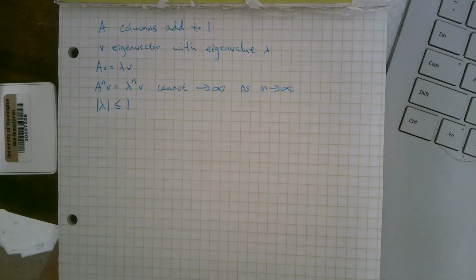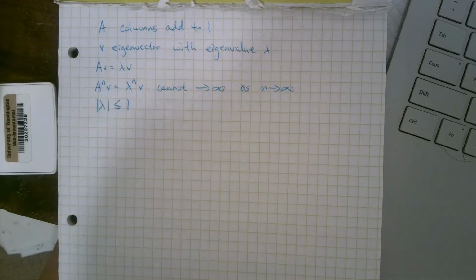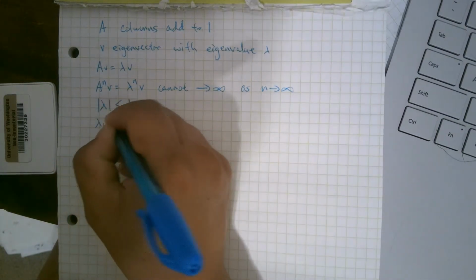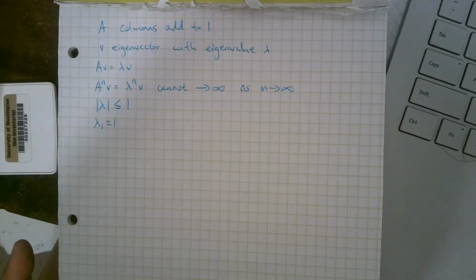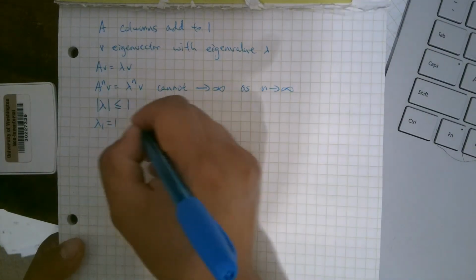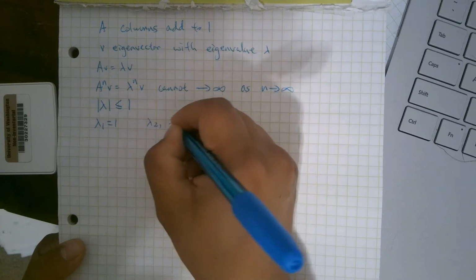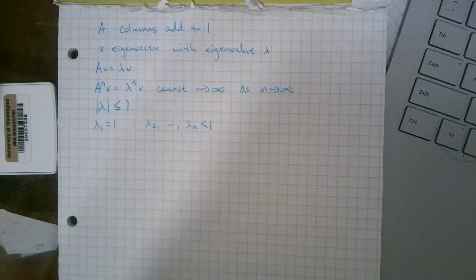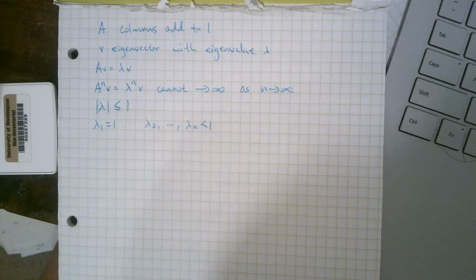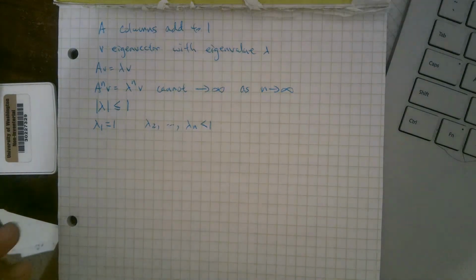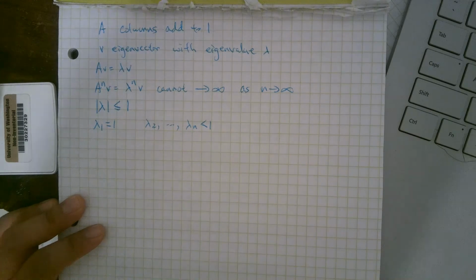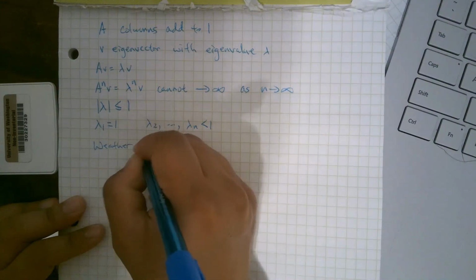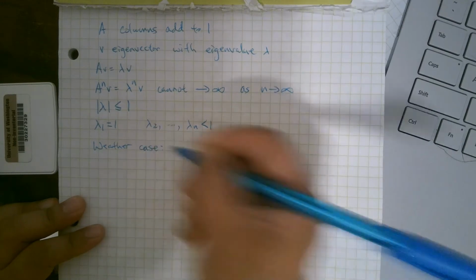And we saw in our example from last week that we are going to have one eigenvalue of 1, so we'll call that lambda 1, and then all the other eigenvalues will be less than 1, or if they're complex, they'll have norm less than 1. Okay, so let's look back at the weather case, which was our example from last week.